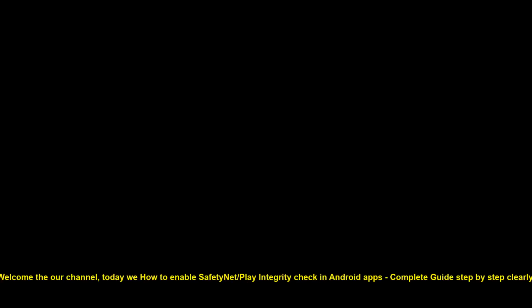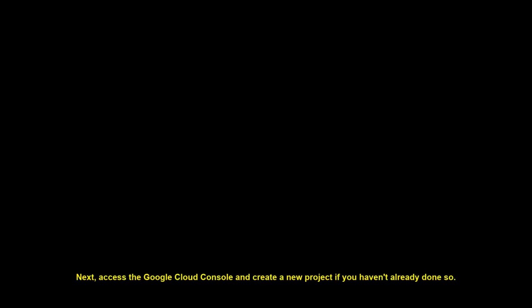Welcome to our channel. Today we learn how to enable SafetyNet Play Integrity check in Android apps, a complete guide step by step clearly. To enable SafetyNet or Play Integrity checks in your Android application, begin by ensuring you have a Google Cloud project. Next, access the Google Cloud Console and create a new project if you haven't already done so.